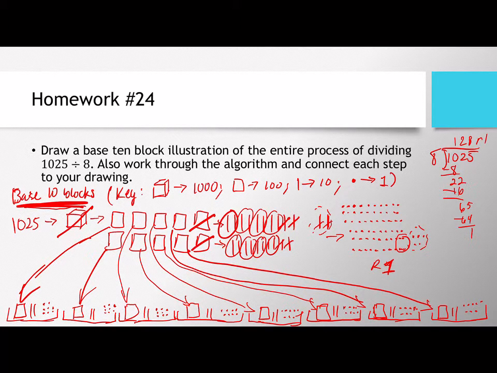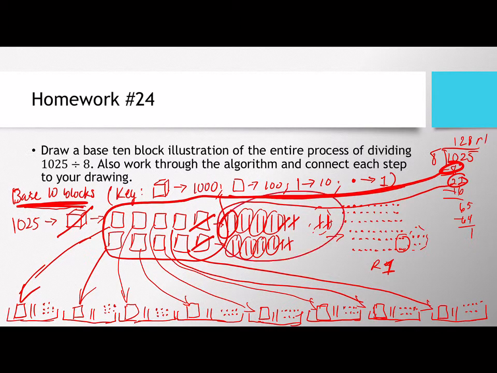And we have the steps. So there's 8 hundreds used. So this step corresponds with these right here that are used. Okay. There's 22 left over. These ones are these 22 right here. There's 65 dots left over. That's these 65 here. And one remainder is this one right here that's not being used. Okay. So 128 remainder 1.